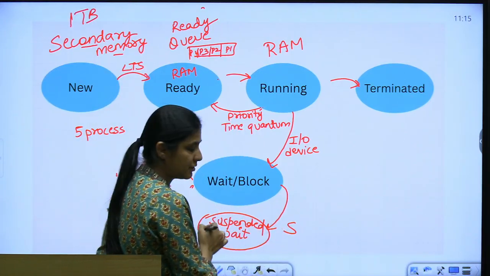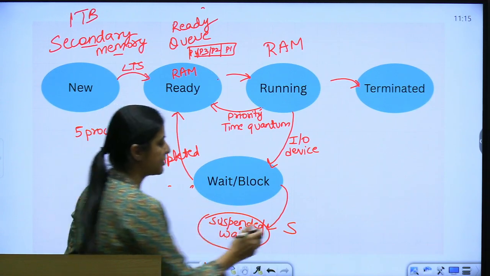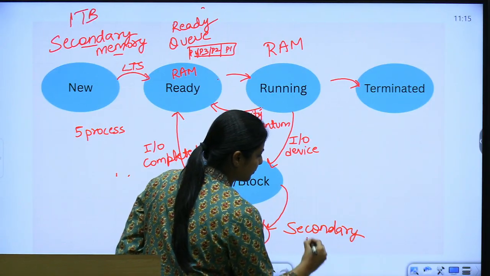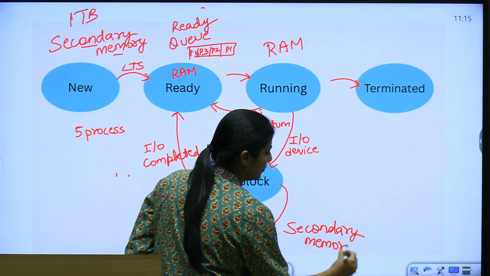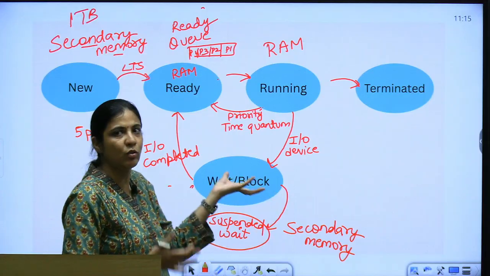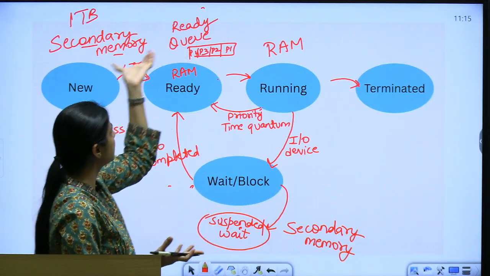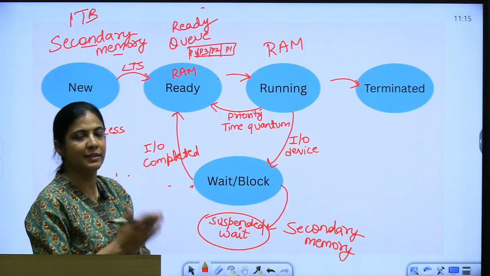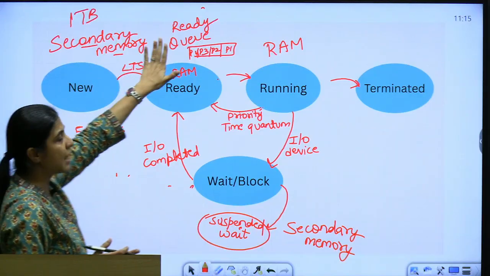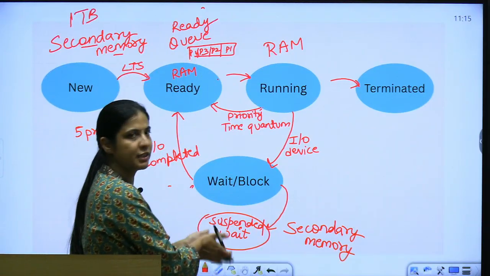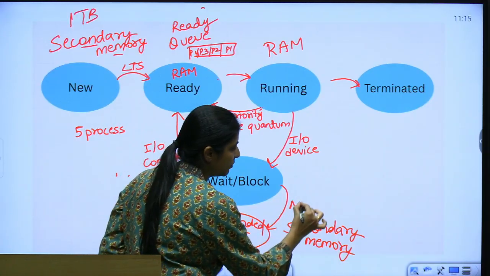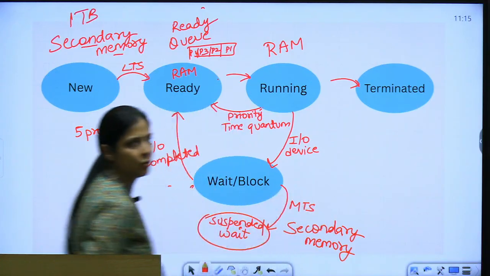Where is this? Now it's not in RAM, it's in secondary memory. Why are we doing this? We are doing this because now the queue is full. I don't have space in RAM. Previously I said that RAM is limited. Secondary memory can have more size, but RAM is limited. So I have to shift this in suspended wait. Who is doing that? Here we'll be using medium term scheduler.